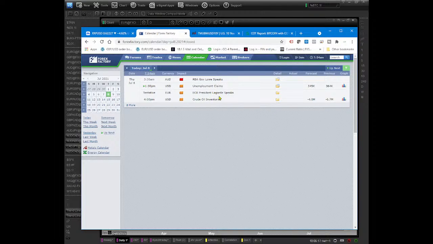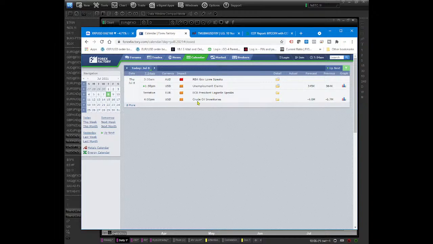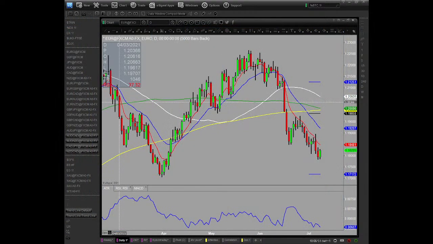For the euro, we've got President Lagarde speaking. I'm not sure when. It's still not been programmed in here. I can't see what time that's going to happen, but she is due to hold a press conference later. That could certainly create volatility for the euro this afternoon, so something to be aware of. It might benefit us, it might not. Crude oil inventories at 4 p.m. today. With what's going on with oil, it may be worth a look and watch out for, but it's really going to affect the oil market a little bit more.